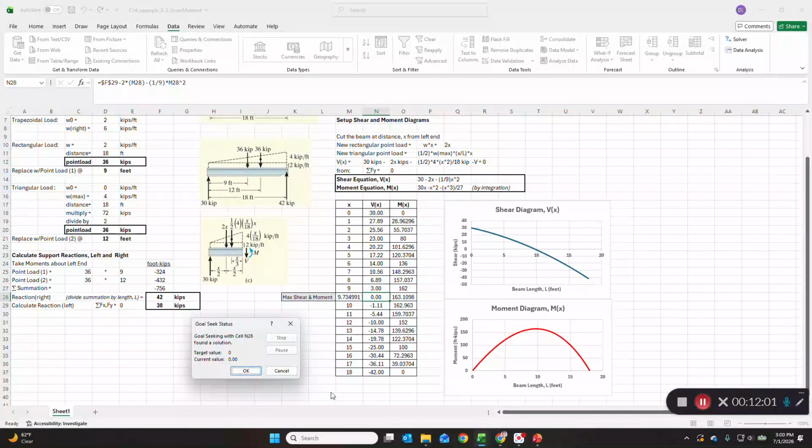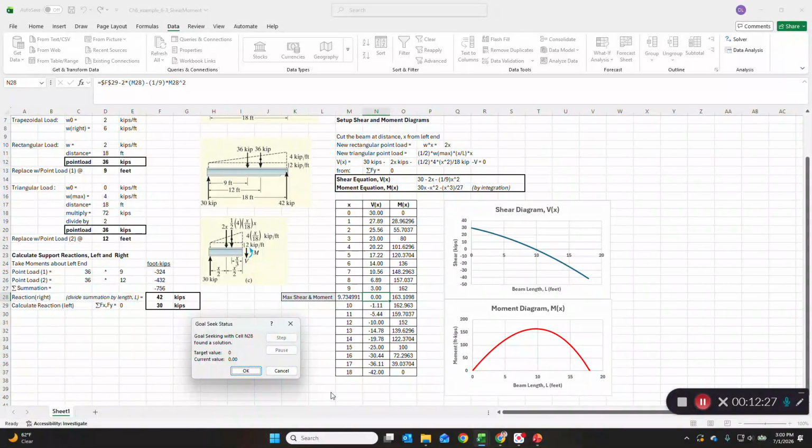Okay, so there's your 9.735, and that is the distance x. I'm sorry, the maximum moment is calculated as the 0 of the shear function. So where does the shear function cross 0 kips? It crosses it at 9.735 feet into the beam.